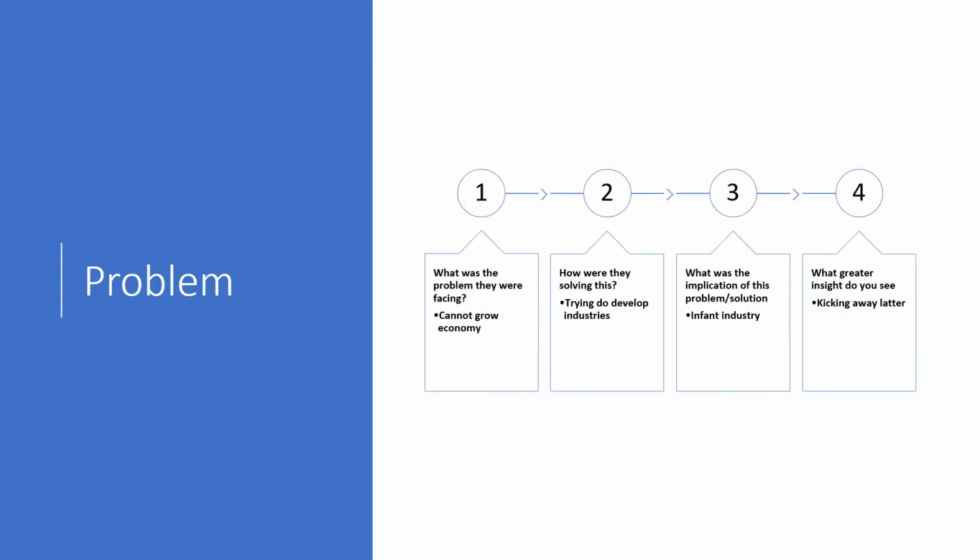Now, let's take, for example, the case of Brazil. Brazil started to make a technology industry. Why? Because they couldn't grow their economy, and thus they started to build a technology industry. What was the problem they were facing? They cannot grow. Now, how did they solve this problem? They tried to develop a new industry. Okay, that industry, technology, computer animation.